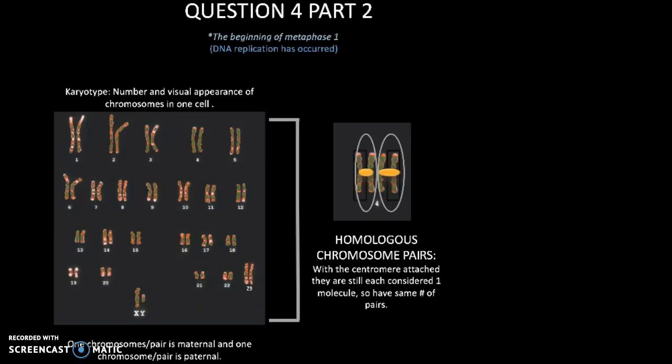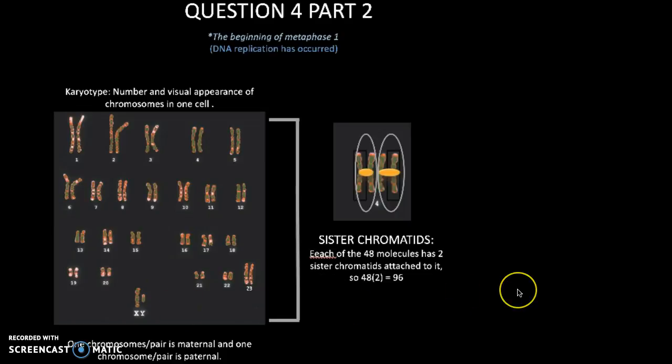Okay, so for the number of homologous chromosome pairs, like we said, the centromeres are still attaching those two sister chromatids, so they're still considered one molecule. So you'll still have the same number of pairs, which is 48 divided by 2, which is 24. And then finally, how many sister chromatids are present after DNA replication has occurred? So each of these 48 molecules that we have over here has replicated itself and has 2 sister chromatids attached to it now. So for each of those, you'll multiply by 2, and that's a total of 96 sister chromatids.